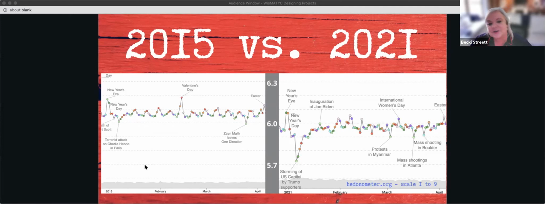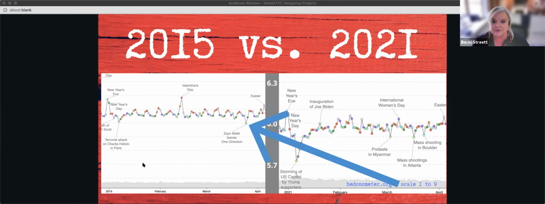And I love to show students this comparison. So this is the beginning of 2015 versus the beginning of this year, 2021. And according to the Hedonimeter, the saddest day in the entire 2015 was when Zayn left the band One Direction. And that day still had a higher happy rating than most of the days so far in 2021. We talk about what that means.